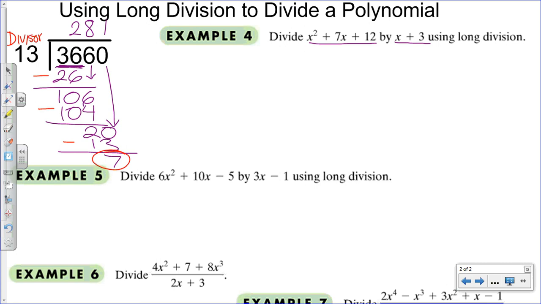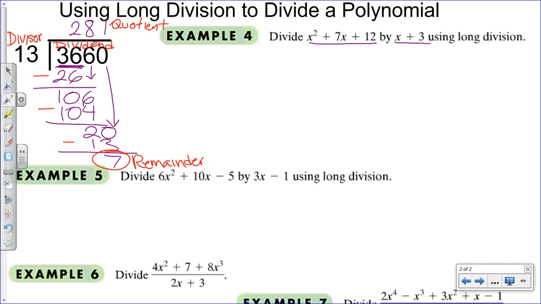What will be the number inside? Dividend. The one being divided. How about this one on top? That is the quotient. And how about the 7 here? Remainder, not the reminder, the remainder. Sometimes I interchange those words.